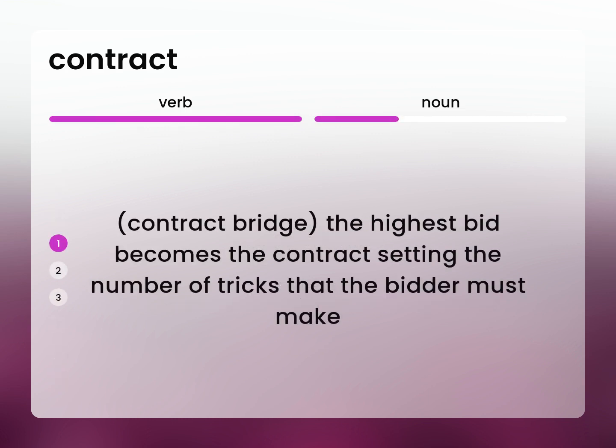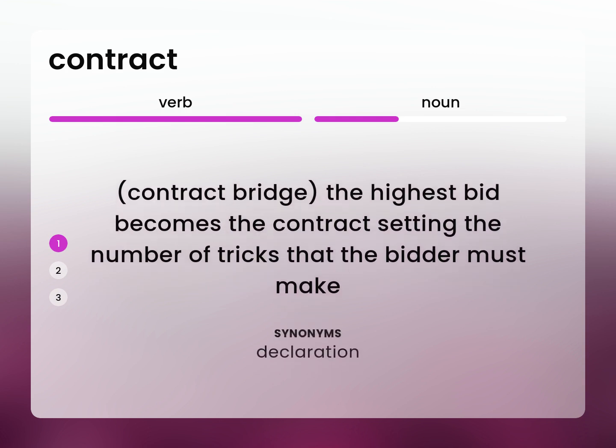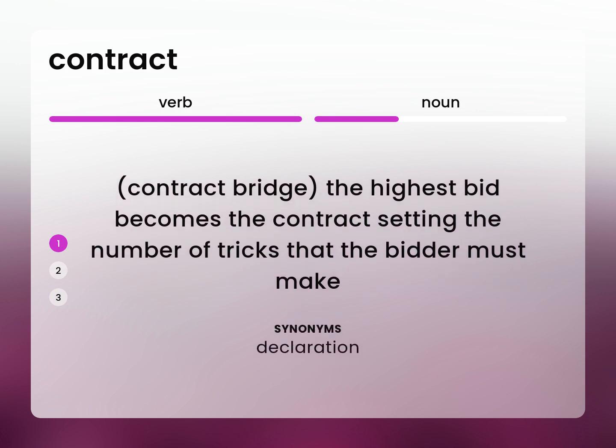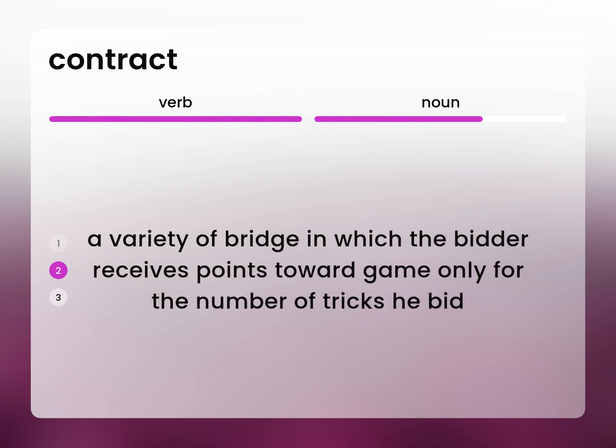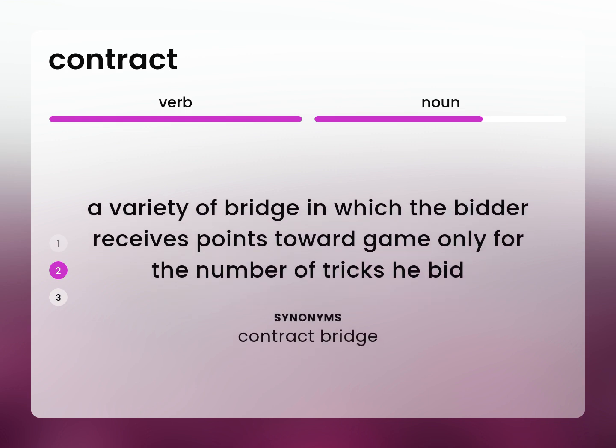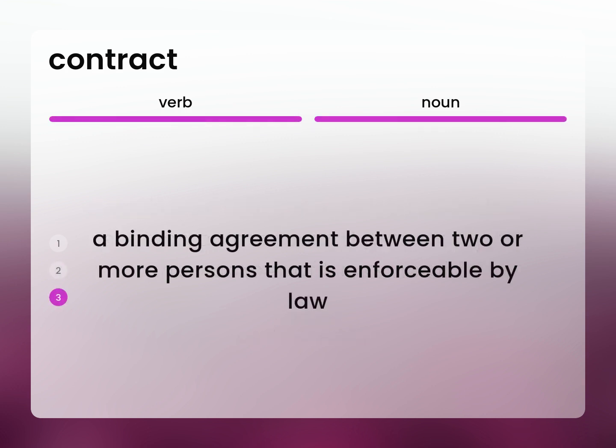Contract bridge. The highest bid becomes the contract, setting the number of tricks that the bidder must make. Declaration. A variety of bridge in which the bidder receives points toward game only for the number of tricks he bid. Contract bridge. A binding agreement between two or more persons that is enforceable by law.